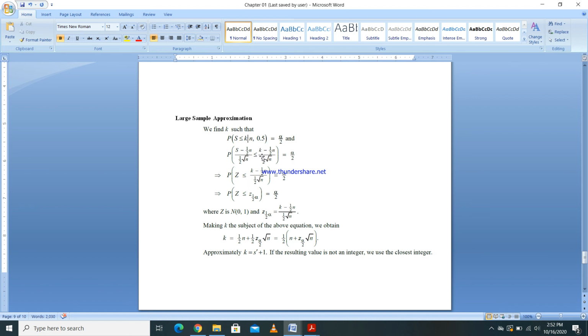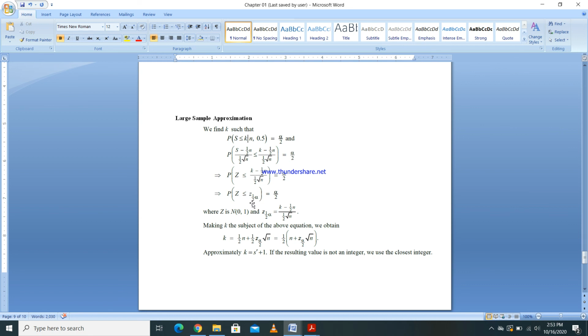And then by simplifying this, you have Z less than or equal to (K minus 0.5 n) over (0.5 root n). So the probability is alpha divided by 2. This particular value we can write as Z alpha over 2. From the standard normal distribution, you know how to find Z alpha by 2.